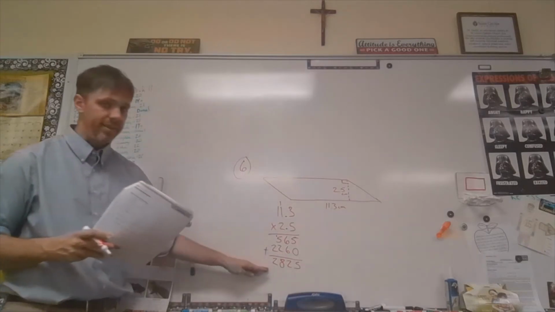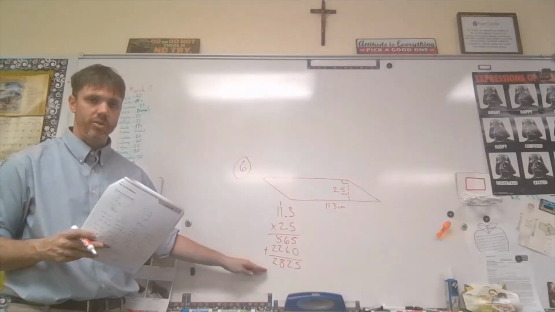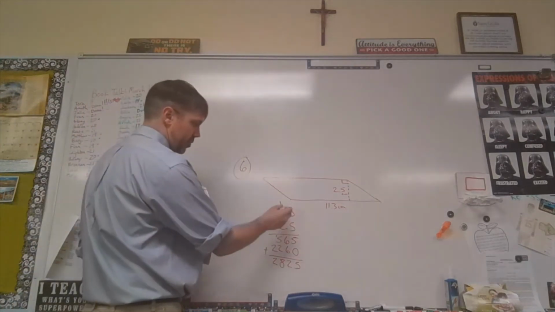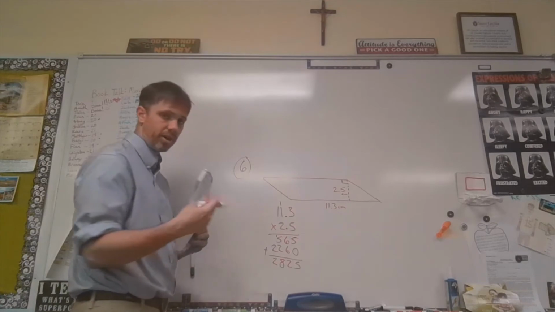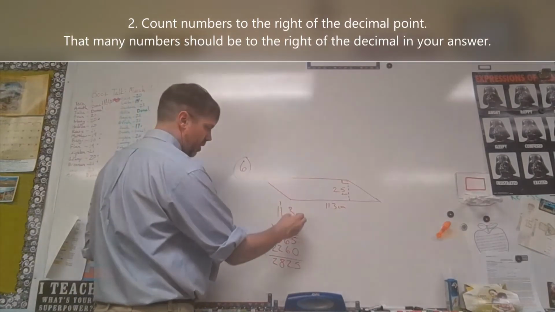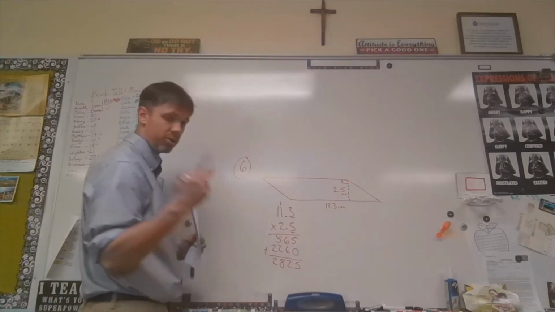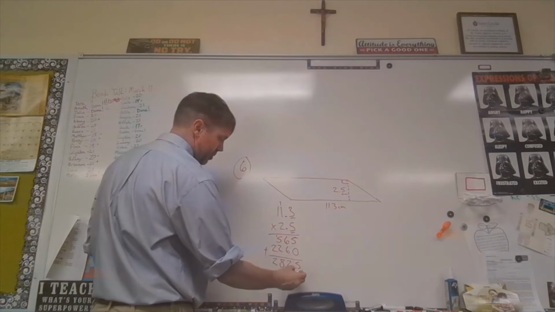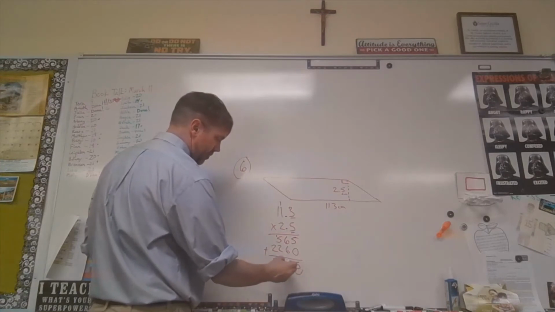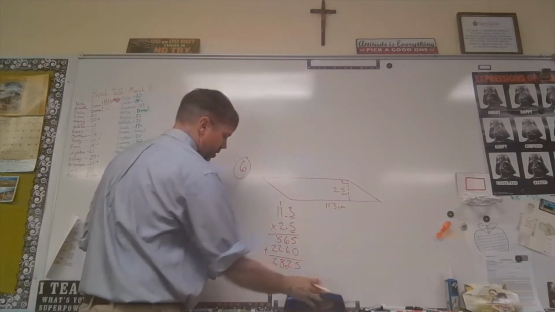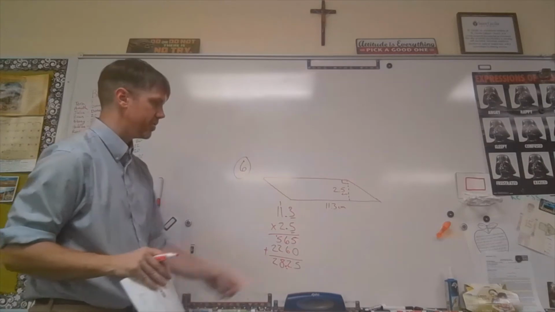Okay, now, at this stage, we go back up to our original problem, and we say, how many numbers are to the right of the decimal in our original problem? Well, we've got 1 here, and we have 1 here. So we've got 2 that are to the right of the decimal. That means you need to move this decimal point over 2 spots to the left so that you have 2 numbers to the right of the decimal in your answer, okay? So your answer is going to be 28.25.